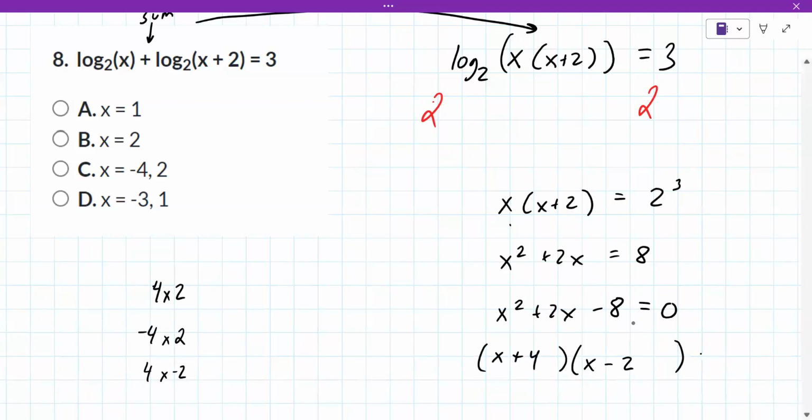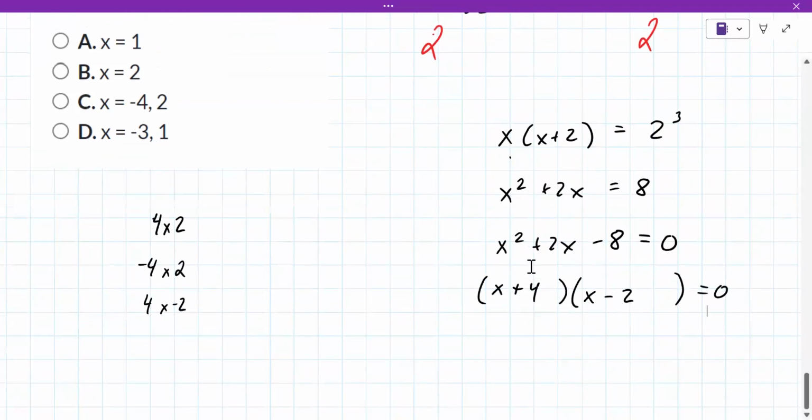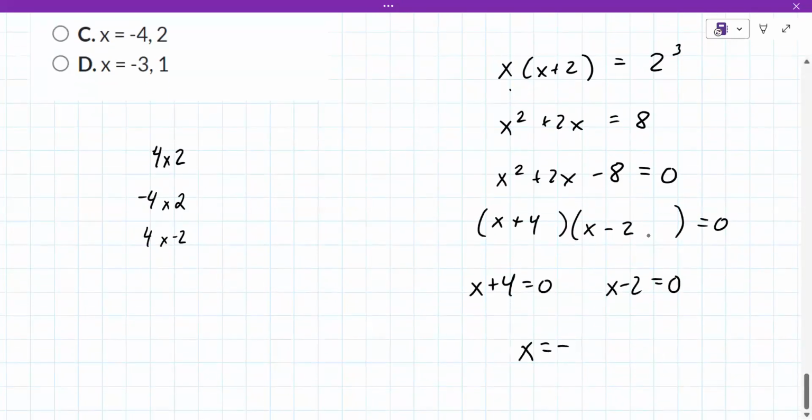All right. Now from here, you have to set each of these equal to 0. X plus 4 equals 0. X minus 2 equals 0. So x would be -4 and +2.